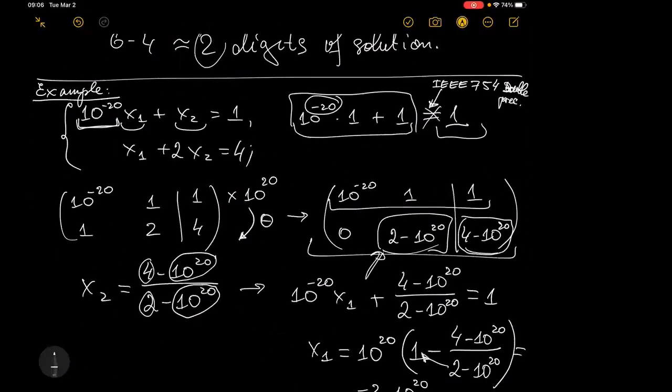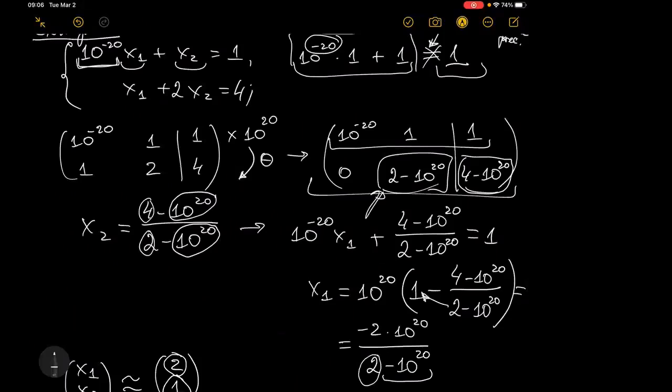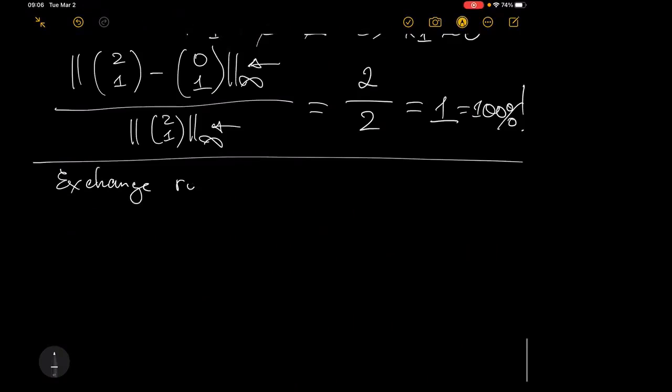Now, this problem can be easily amended. Essentially, why did we get all these troubles? Because in order to perform Gaussian elimination, we had to multiply the first row by the huge number, right? So if we first exchange rows, then we will get 1, 2, 4, 10 to the minus 20, 1, 1. I told you that if you exchange rows, nothing changes, right? So essentially, the system will be equivalent, which means that the system will have the same set of solutions.